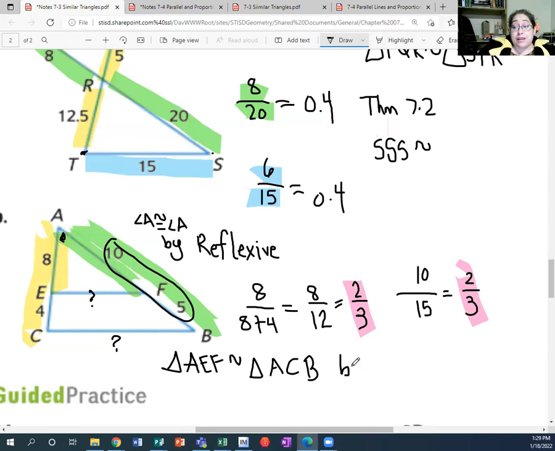Now I have to write the reason. I got an angle congruent to each other, and now I've got the two sides on either side of the angle, which means this is my theorem 7.3, which is the side angle side similarity. Questions? We're all right?